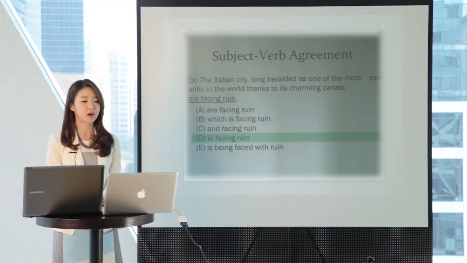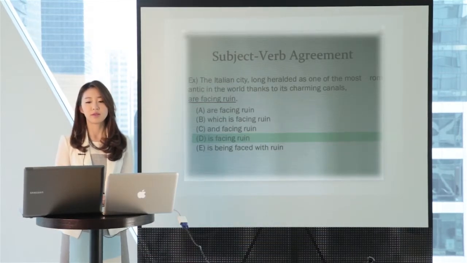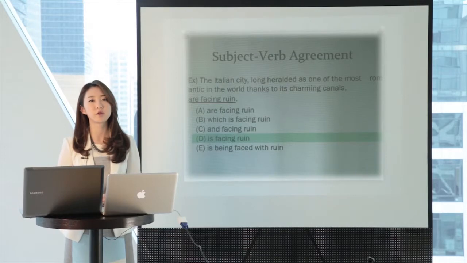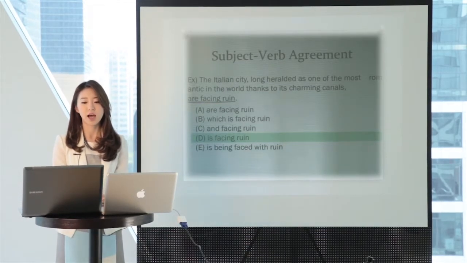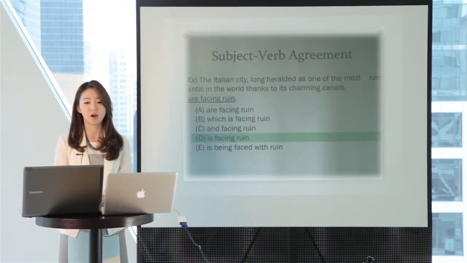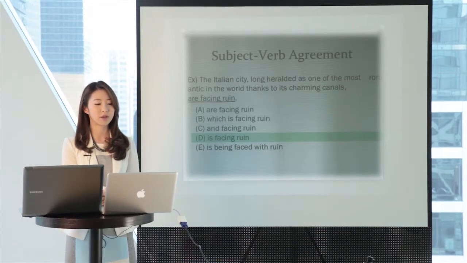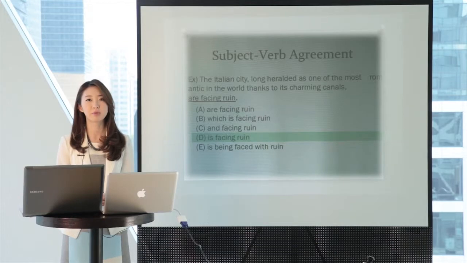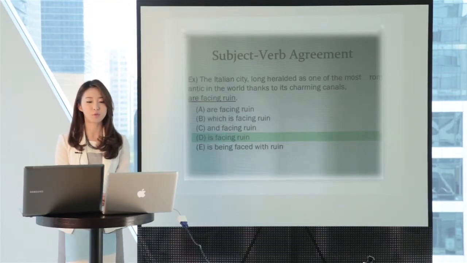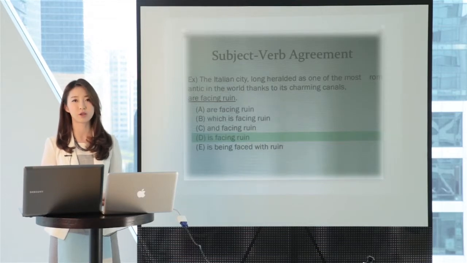So, let's look at the verb now. The verb here is are facing. So, the Italian city, since this is a singular noun, 저희는 verb도 singular verb로 가야겠죠. 하지만 지금은 choice A가 are facing이 아닌 is facing이 돼야 되니까 A는 생략하시고, 그리고 저번 lecture 때 제가 한 말 기억해요? being이 들어가면 항상 피해라. 그래서 choice E is being faced with ruin. 이것도 과감히 버리셔도 돼요.